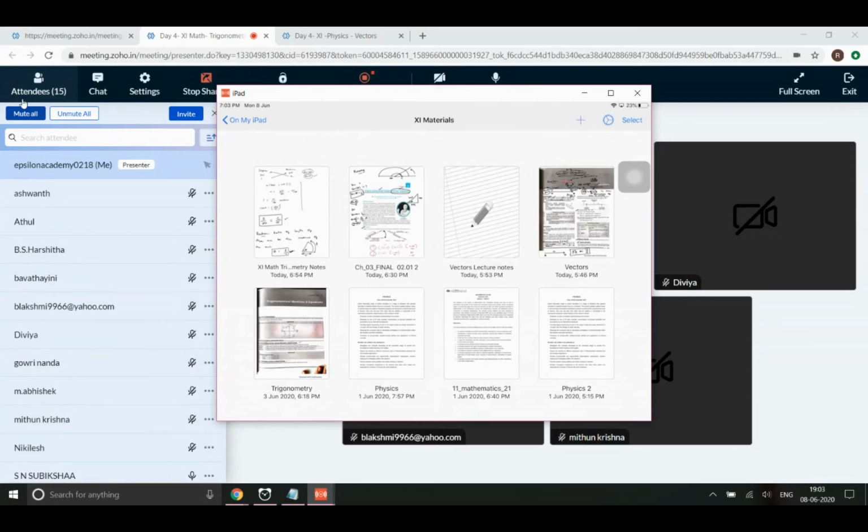Next. Example 13. Prove that sin of x plus y divided by sin of x minus y is equal to tan x plus tan y by tan x minus tan y. Okay, that also you can do.